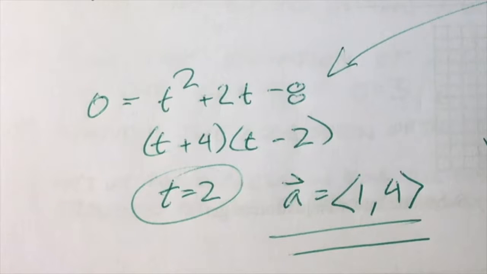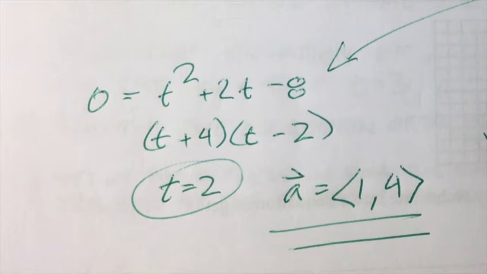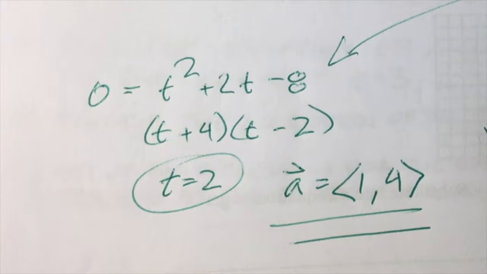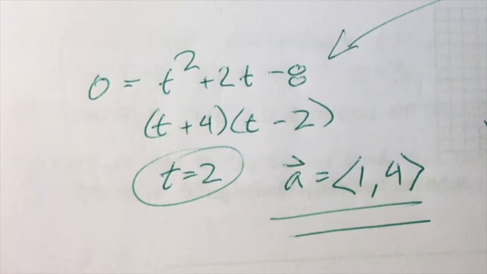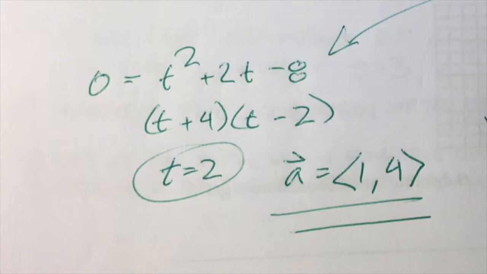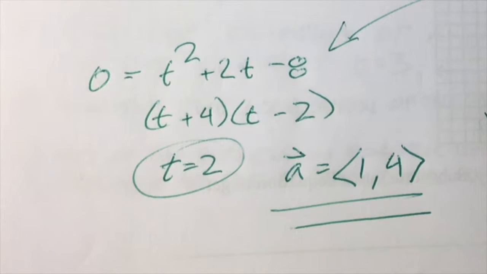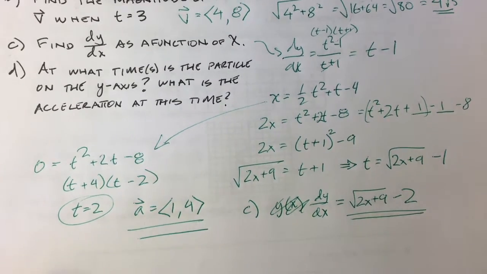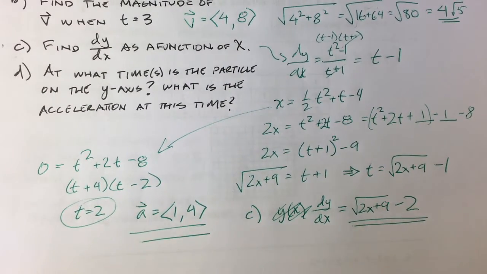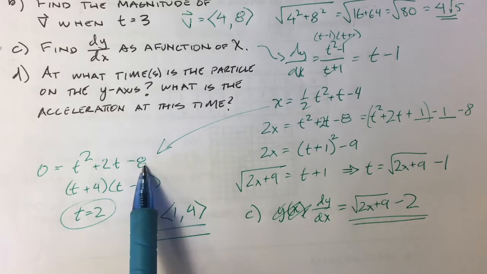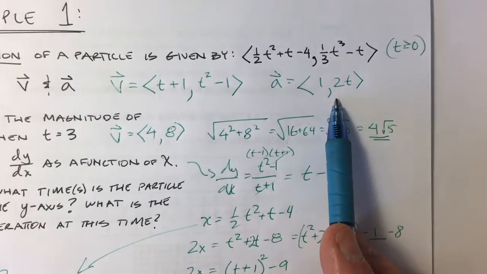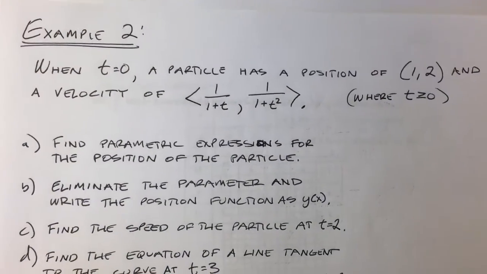And what is the acceleration at this time? Go back up to the acceleration vector. And so acceleration at this instant will be 1, and 2 times 2 is 4. So there you go. Okay, that's example 1. And you haven't been able to see it. I'm so sorry. There it is. All right. I just took that quadratic and I factored it. I found that t was 2. I put it into my equation up here. Got the answer. All right, I'll be more careful on this one.